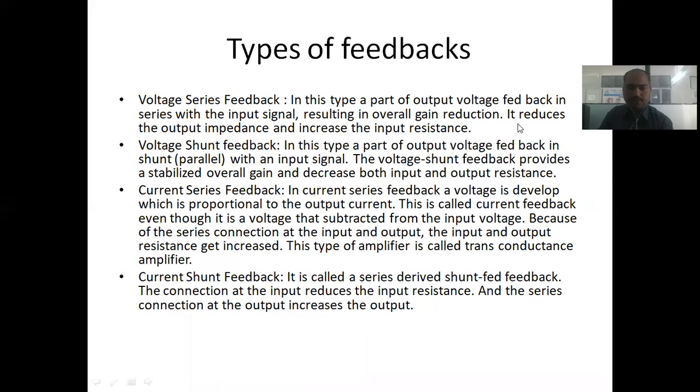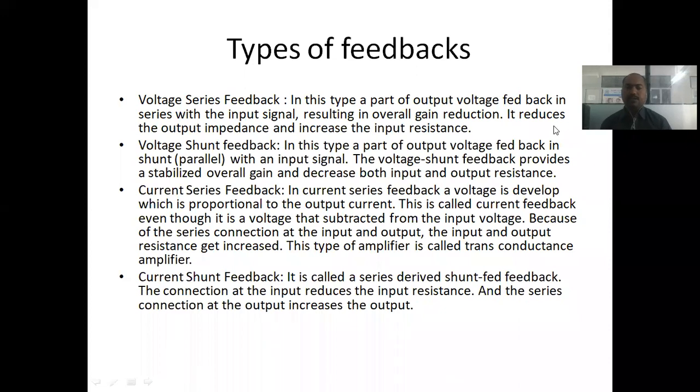So when we use voltage series feedback, the output impedance of your circuit reduces, and the input impedance of your configuration increases, right? This happens when we use voltage series feedback. So when there is a requirement for a reduction in the output impedance and an increase in the input impedance, in that case we have to use voltage series feedback.